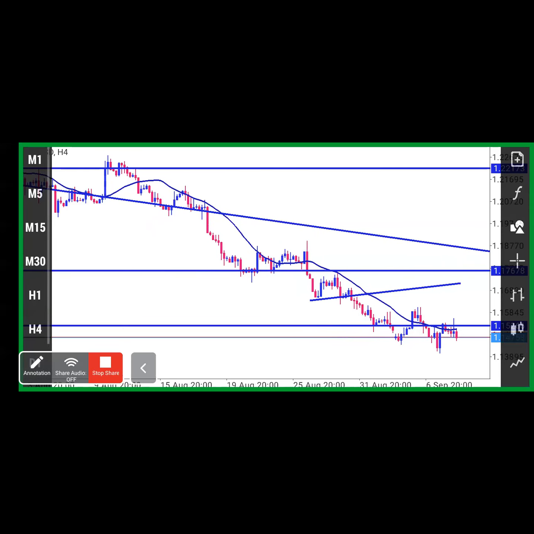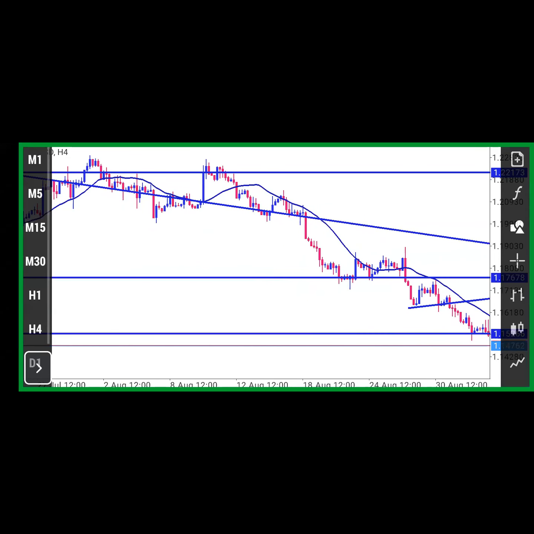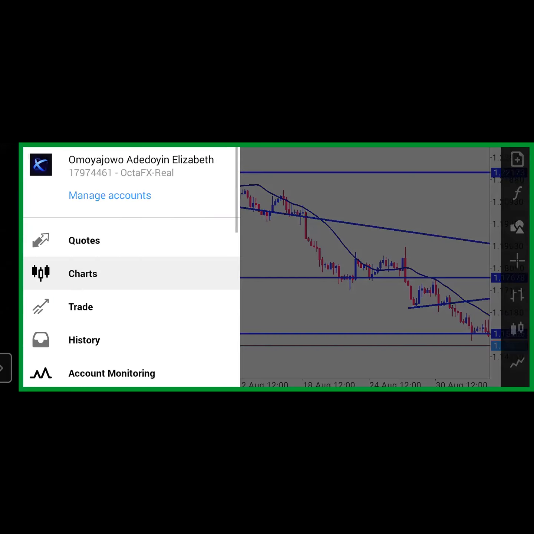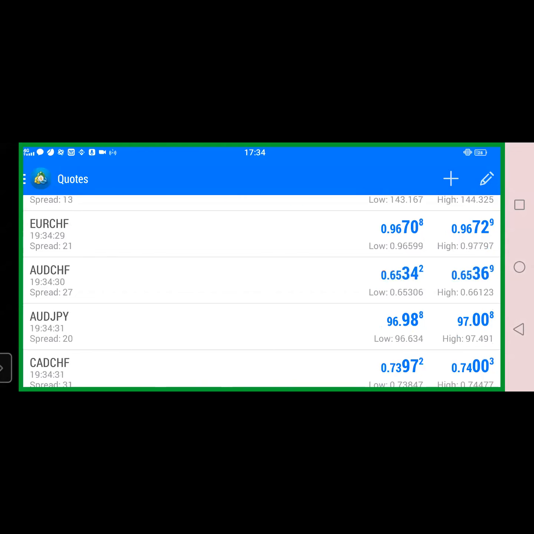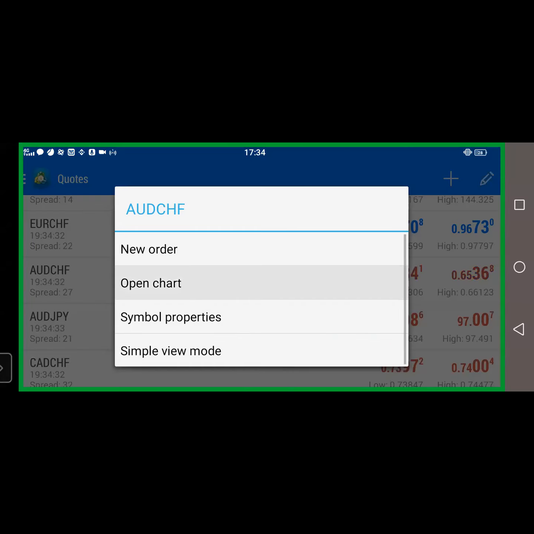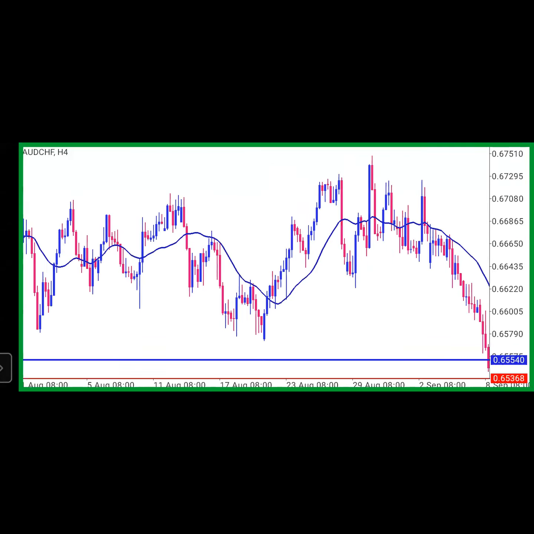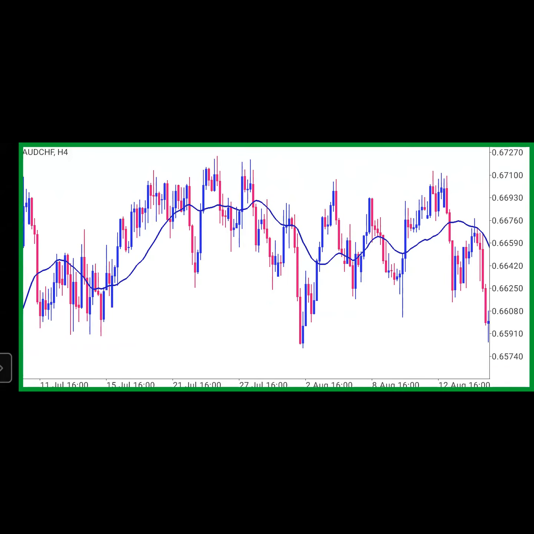Now, we started with the choppy chart, so I want to look for a scenario where the chart was really, really choppy. There are some pairs I will never trade, no matter how much you dash me. And you know why? Because most times their chart is always choppy.